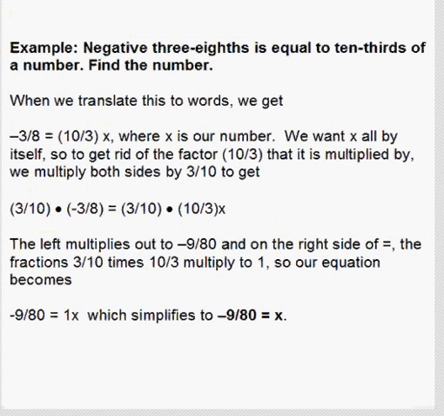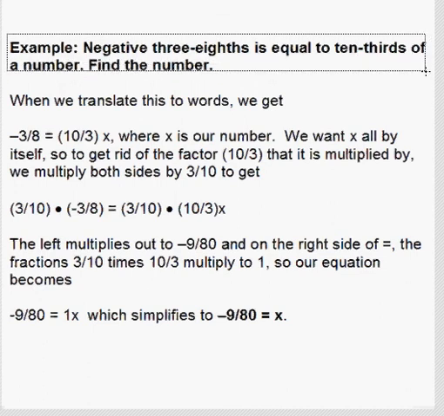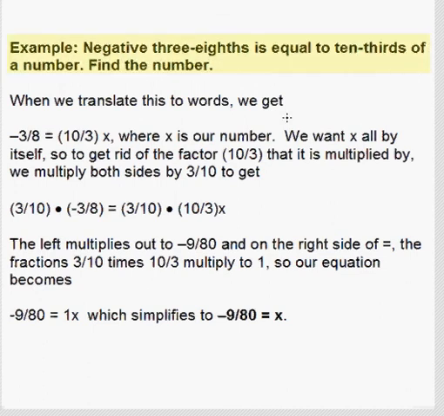Now let's look at a word problem. The example here is negative 3/8 is equal to 10/3 of a number. Find the number. Well, first we have to translate this to words. Negative 3/8 is the fraction, negative 3/8. 10/3 is the fraction. The word of in these word problems means multiply. So we have negative 3/8 is or equals 10/3 times a number x, where we let x be our number. So that's our equation. Negative 3/8 equal 10/3 times x.